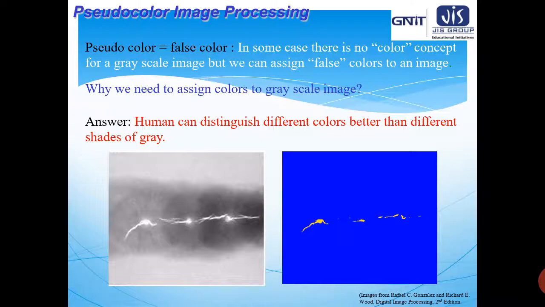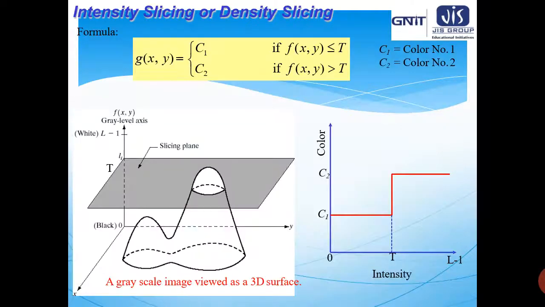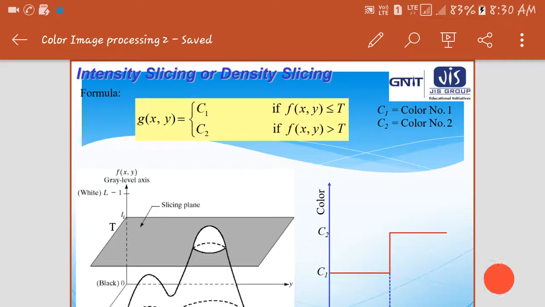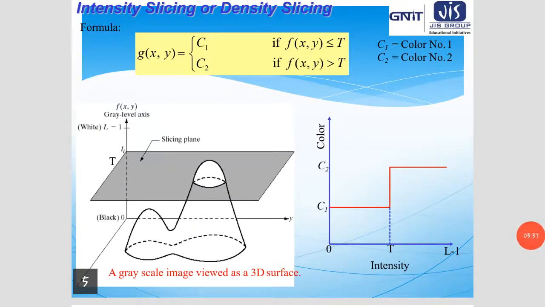Here we are seeing two types of image. One is the grayscale image and another is a color image. Here all the gray shades are not very clear to us, so we can see that intensity slicing or density slicing has been given here.